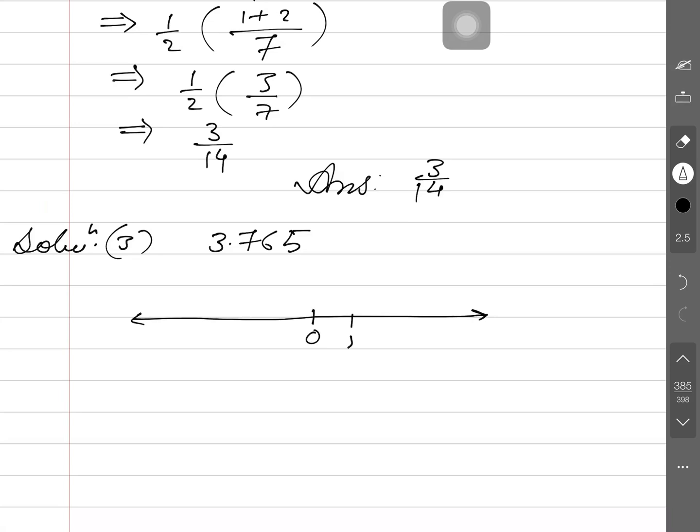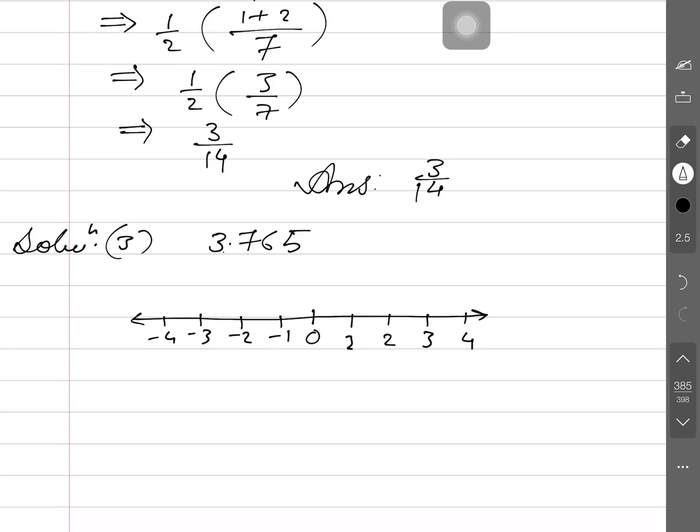1, 2, 3, 4. Furthermore, -1, -2, -3, -4, which can also be taken here. Now we have to find out 3.765.